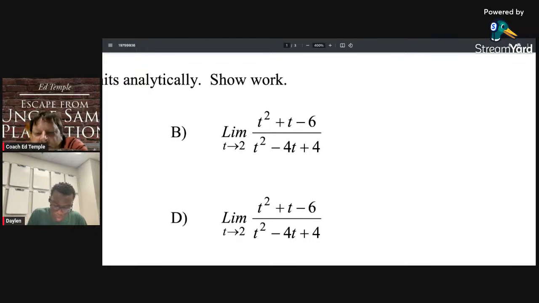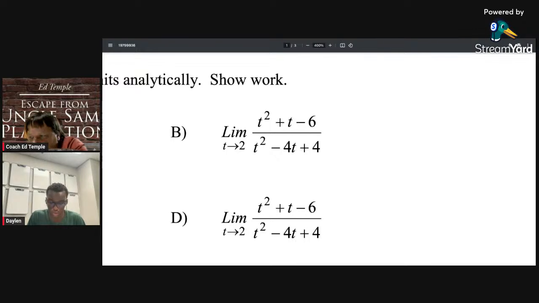Yeah. And so this one's going to be quite interesting. You're going to cancel out t minus 2 and t minus 2. But then you're still going to be left with something. What does this say? Limit as t approaches 2? Is that what it says? Yeah. So this one's not going to work out that well, but we'll go ahead and go through.